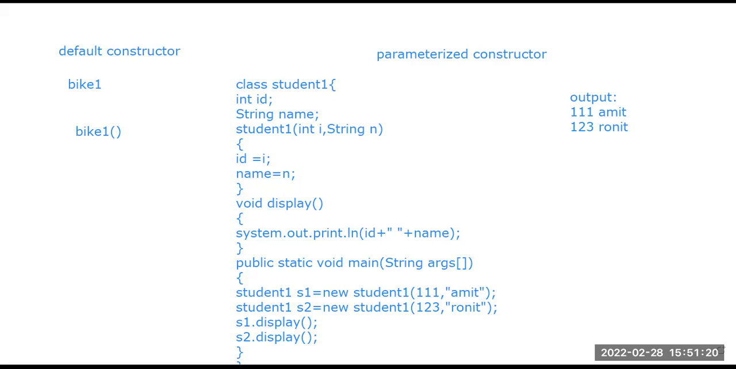But before that, as I said at the initial stage, the constructor is a block of code, a special type of method. So what is the difference? What is the basic difference between a Java constructor and a Java method?